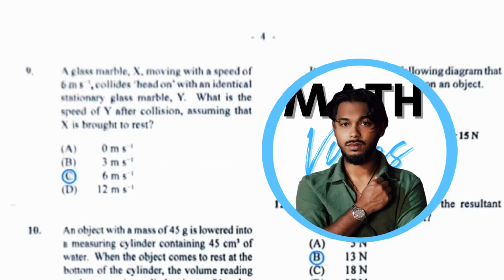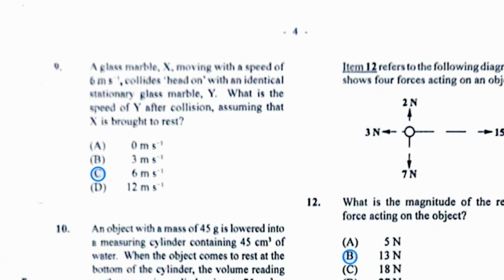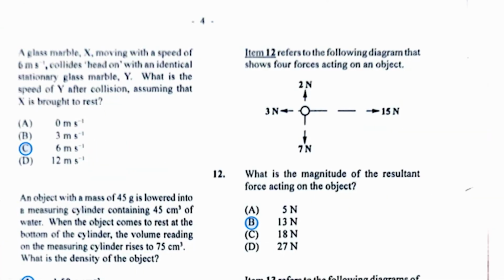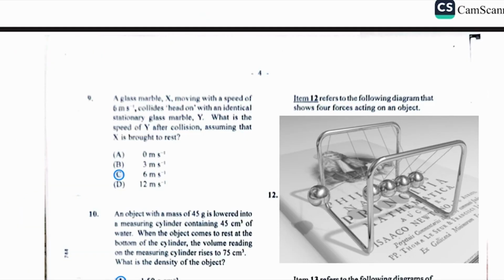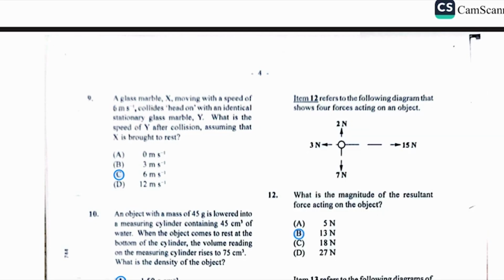Question 9. A glass marble X moving with a speed of 6 meters per second collides head-on with an identical stationary glass marble Y. What is the speed of Y after collision, assuming that X is brought to rest? So in this collision, after X is stationary, that would have meant all of the momentum from X was transferred to Y. And so Y should technically be moving at a speed of 6 meters per second. And this is an example of Newton's cradle. I'll provide an animation for that. But let me still show you guys the full working, right?